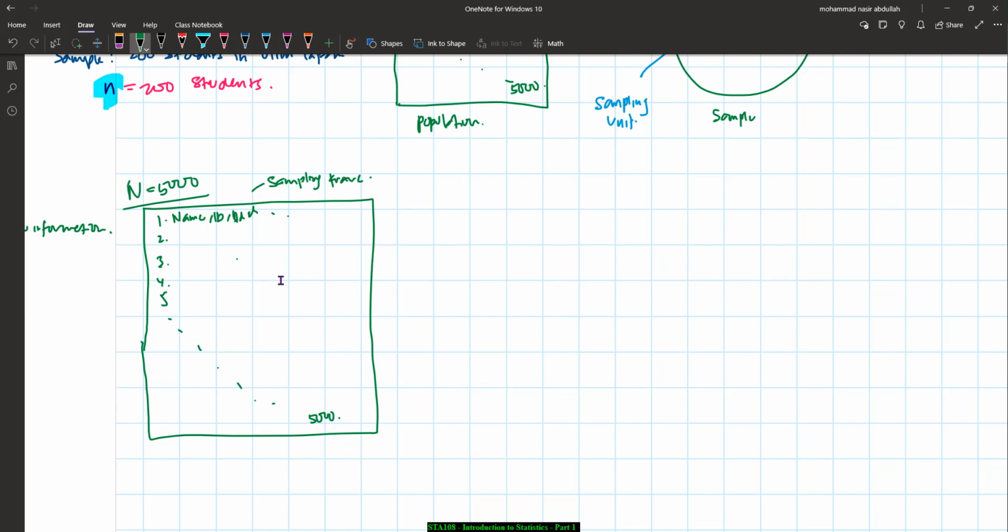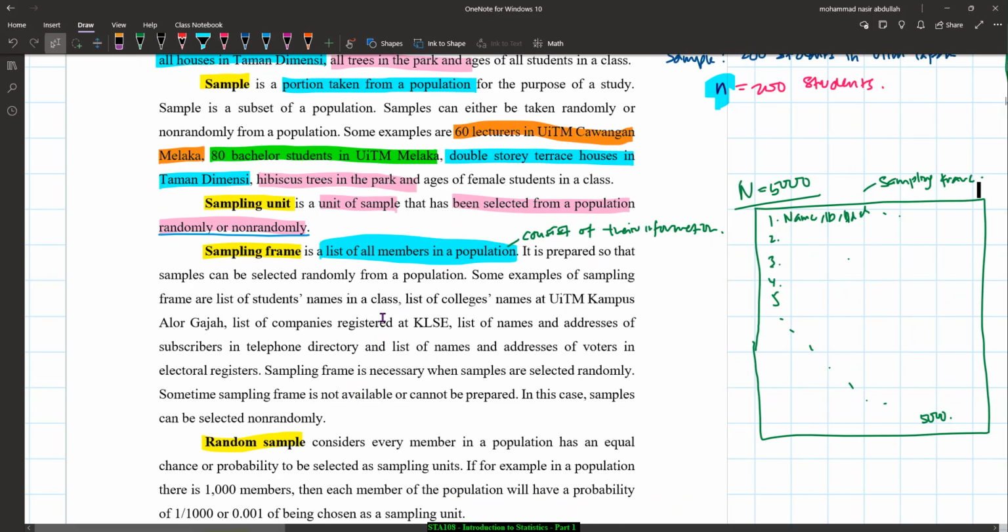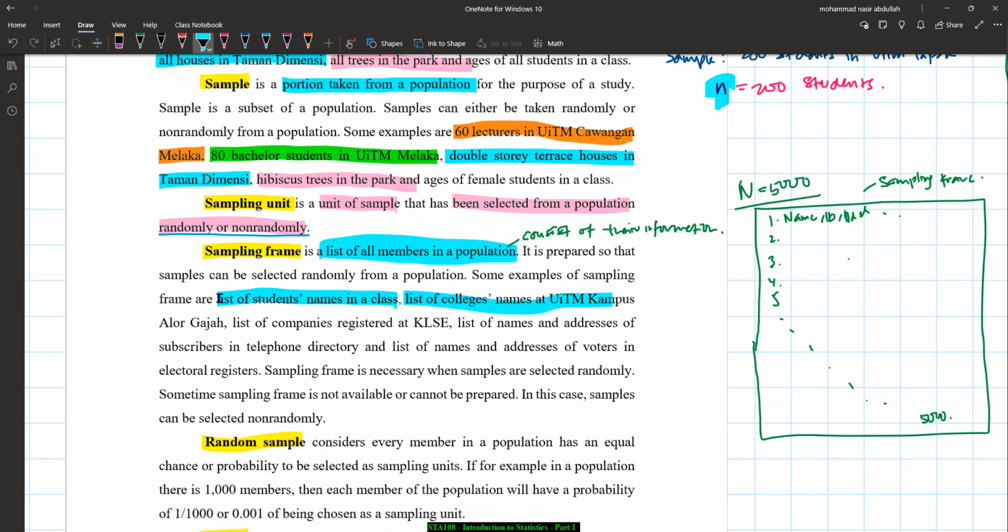So again, what is a sampling frame? Sampling frame is a list of all members in the population consisting of their information. It is prepared so that a sample can be selected randomly from the population. Some examples here: list of student names in the class, list of college names in UiTM campus Alor Gajah, list of companies registered in Bursa Malaysia, list of names and addresses of subscribers in a telephone directory. Okay, can you understand? So basically we need a sampling frame when we deal with random sampling techniques. Sampling frame is necessary when samples are selected randomly.